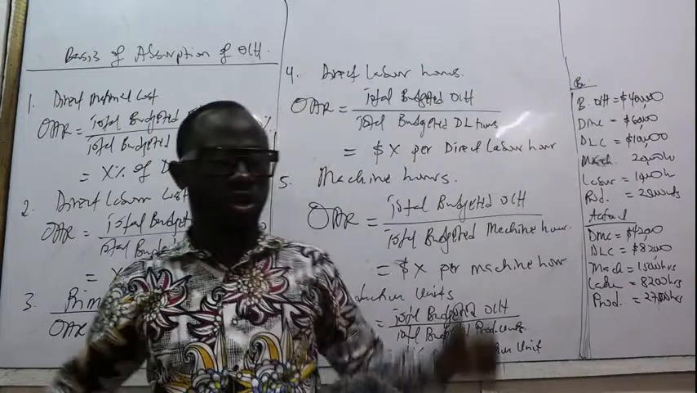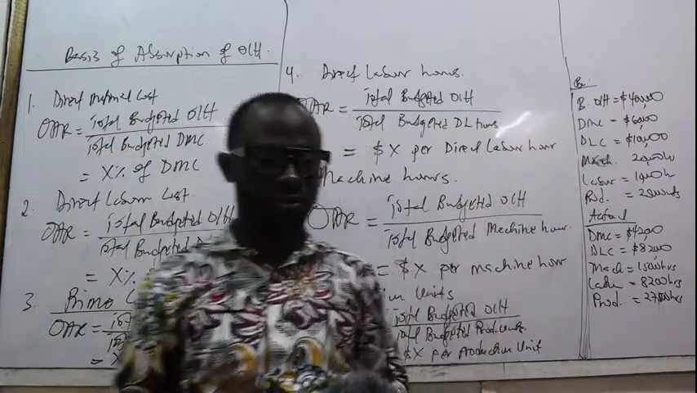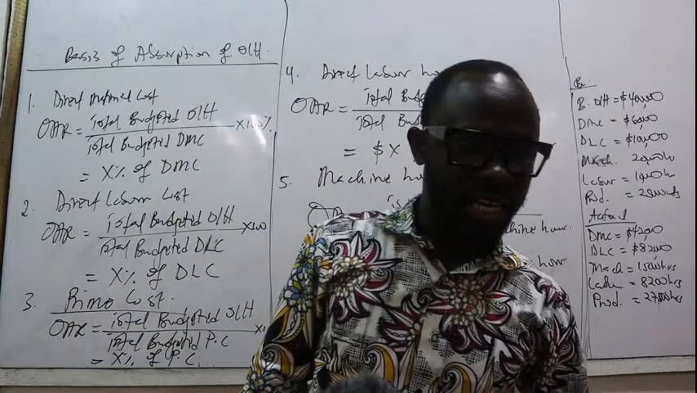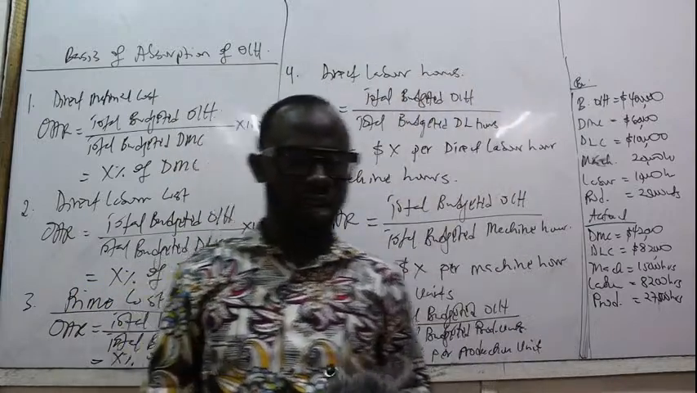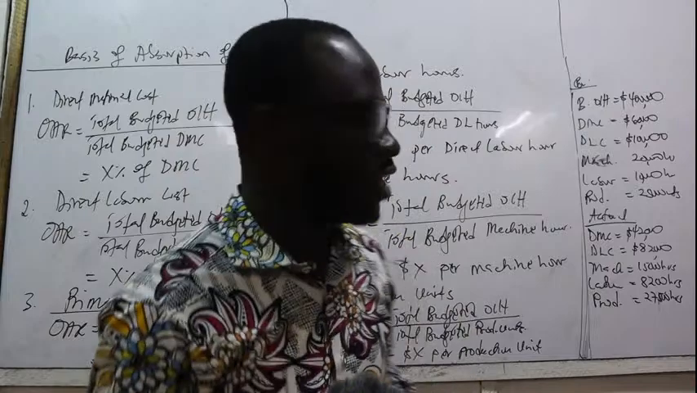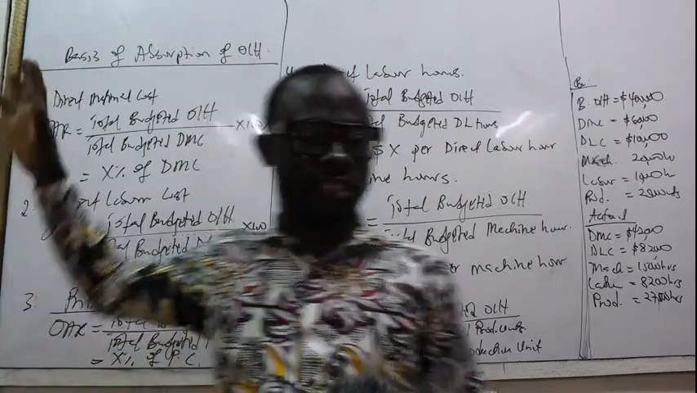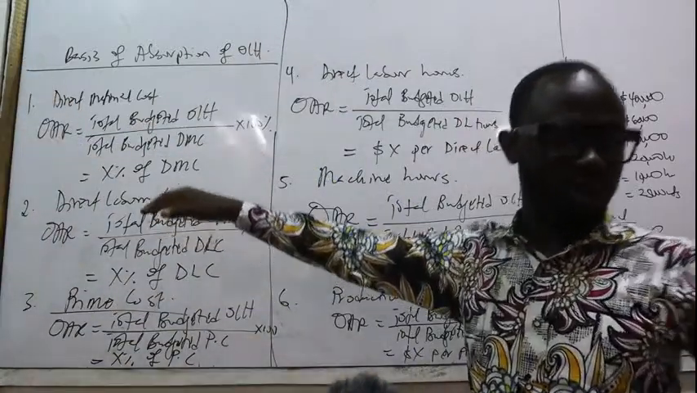All right, so let me know. Okay, so Patience said, many thanks, very well comprehended. Okay, that is fine. So these are the 6 bases for absorption of overheads.